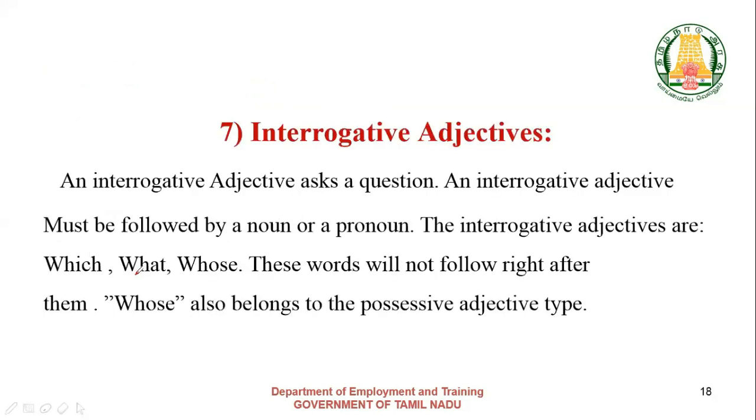The seventh one in this type is interrogative adjectives. Interrogative is nothing but a question. An interrogative adjective asks a question. It must be followed by a noun or a pronoun. The interrogative adjectives are which, what, whose.